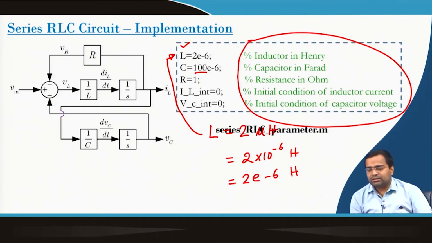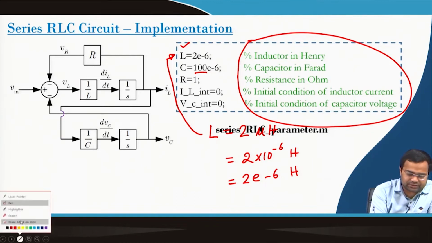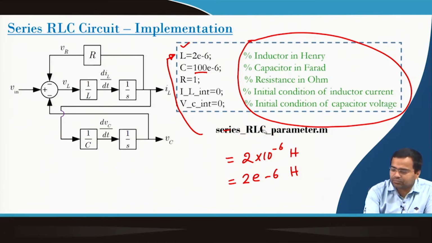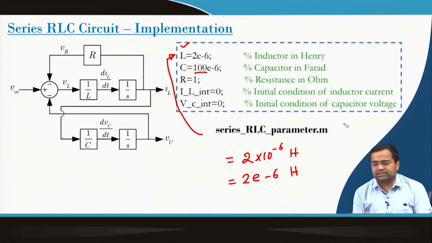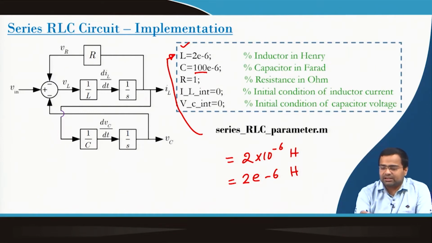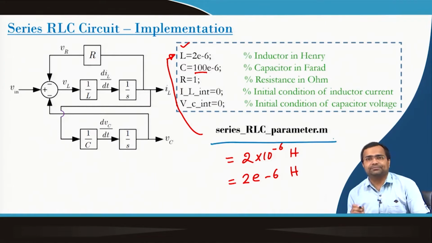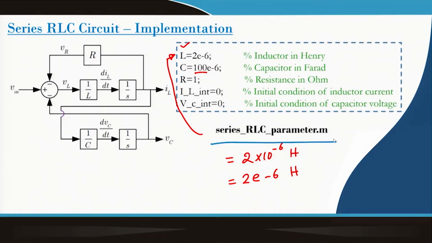Now, this is a parameter block. So, this has to be created as a .m file, a script file, and the extension of the file is simply .m. Now, let us go to the Simulink block and we will see how we implement this block.